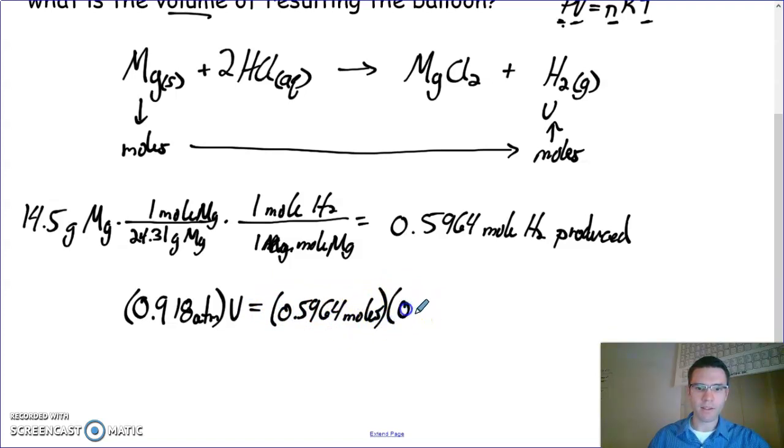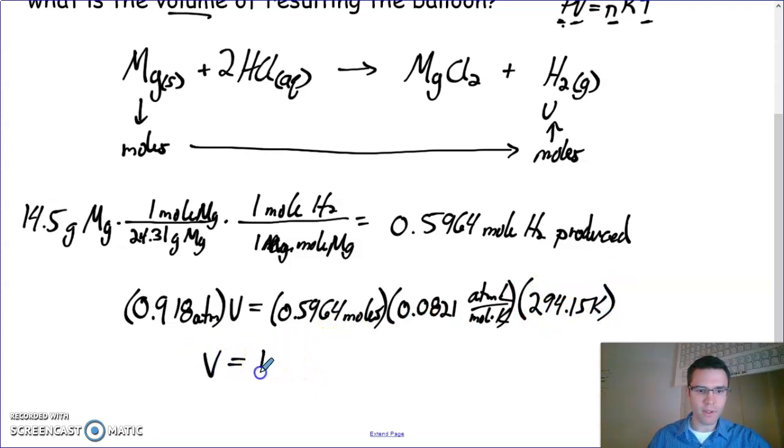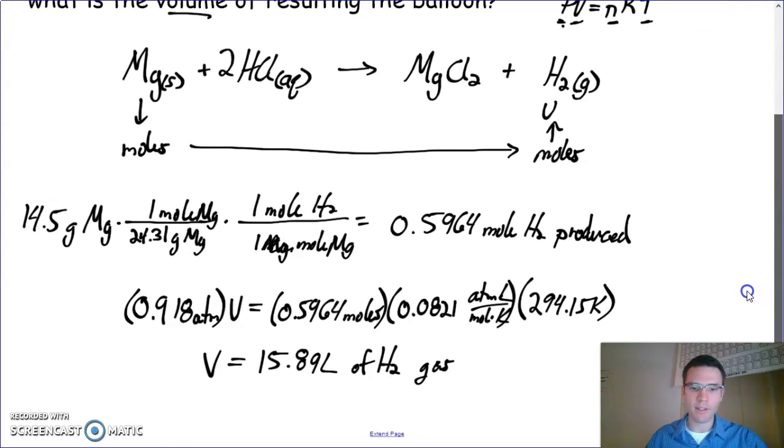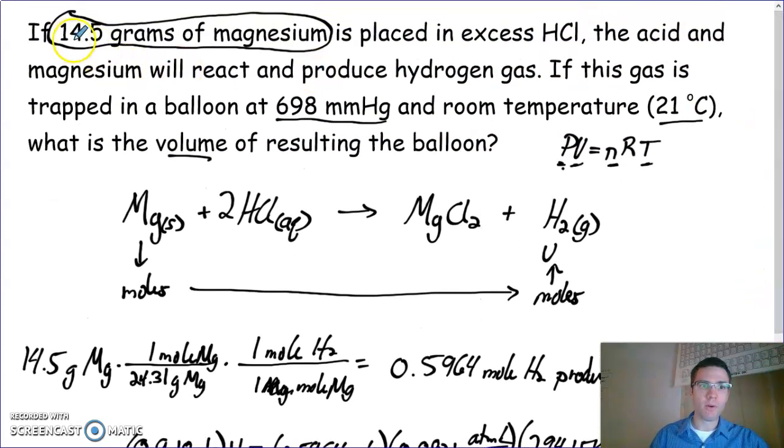times our ideal gas constant, 0.821 atmospheres times liters per mole times Kelvin, times our temperature. And our temperature was 21 degrees Celsius, so that comes out to 294.15 Kelvin. If you solve for your volume here, you get a volume produced of 15.89 liters of H2 gas. With sig figs, we would round that to 2 sig figs, so we would say 16 liters of H2 gas will be produced if 14.5 grams of magnesium react with excess HCl.